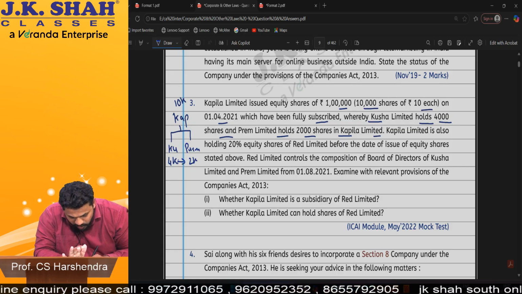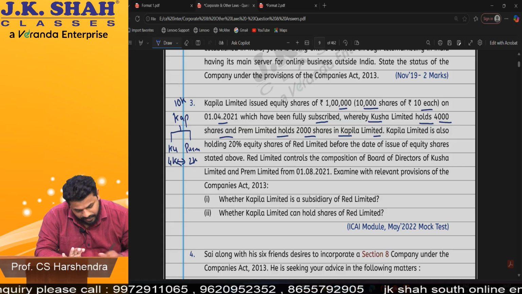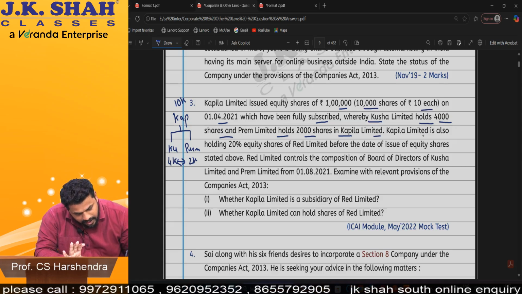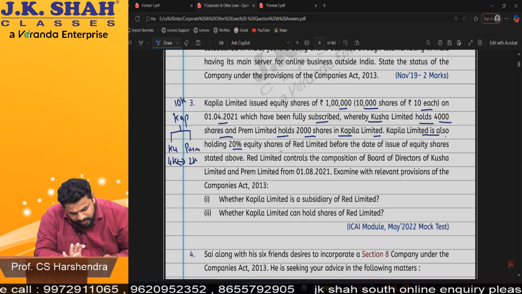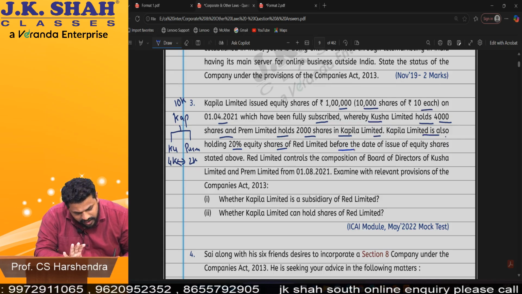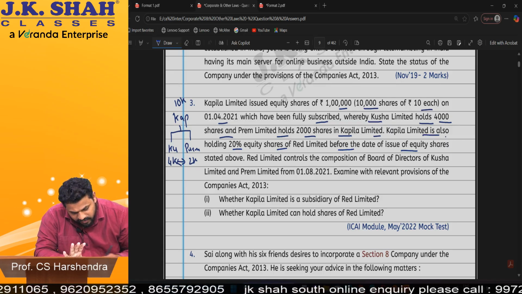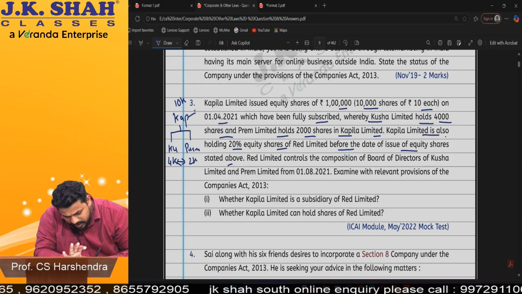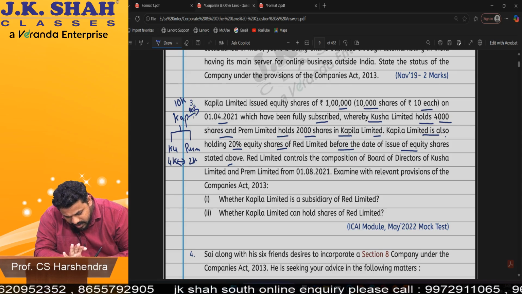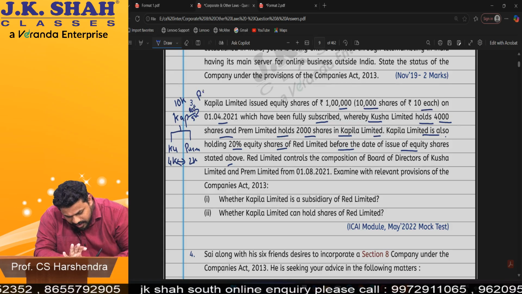So together they are holding more than 50% of the shares. Good. Kapila Limited is also holding 20% equity shares of Red Limited before the date of equity shares as above. Okay, so Kapila is holding 20% shares in which company? Red Limited. Okay.